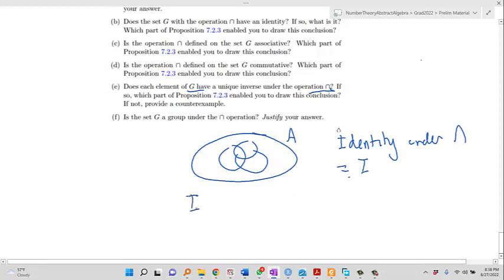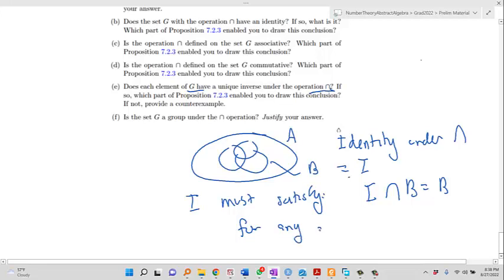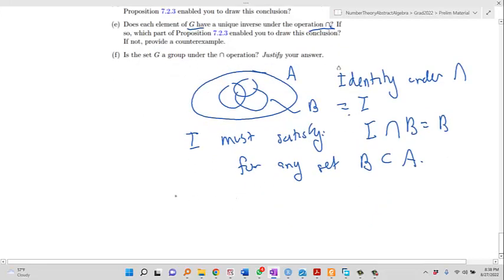Okay. I must satisfy I intersect, now I can take any subset here, which I could say B. I intersect B must be equal to B for any set B, which is contained in A. All right, so that must be true for any old set. So a little thought should convince you that I must be equal to A.